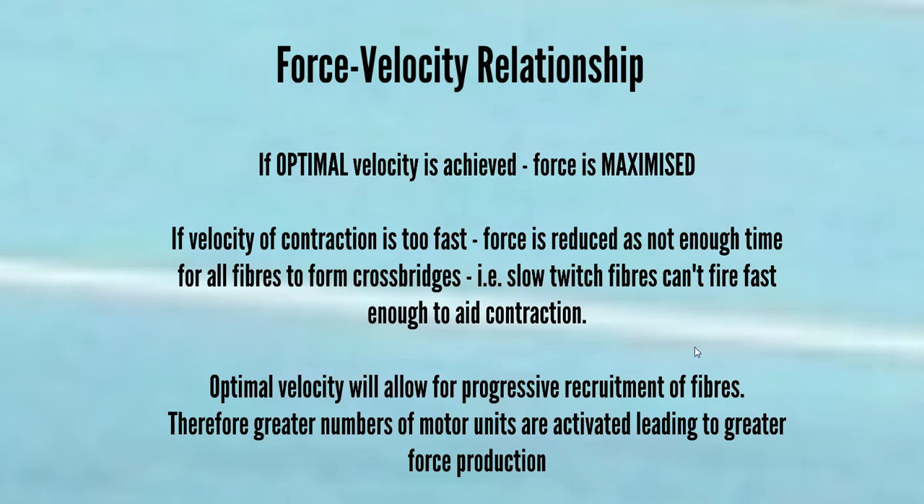Now, a muscle's optimal velocity obviously will allow for the types of fibers it has. If it's predominantly slow twitch in nature, then of course the speed at which you contract the muscle should be slower to allow for those guys to get involved. And if it was predominantly fast twitch, you could get away with contracting it at a faster rate to hit that sweet spot of velocity.